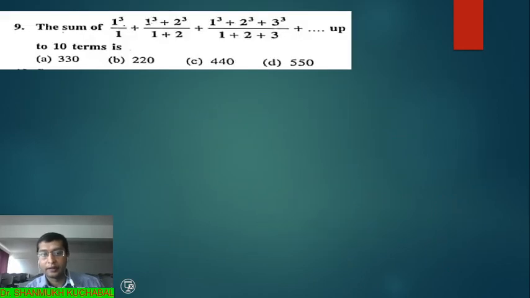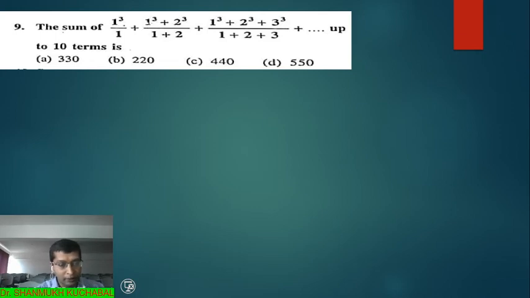Okay. Yes. We'll move to our next example. The sum of 1 cube divided by 1 plus 1 cube plus 2 cube divided by 1 plus 2, like that we have a third term. Now we have to write the sum of n terms. So the procedure is similar to our previous example, with a little bit of difference. So first step we have to write the nth term.